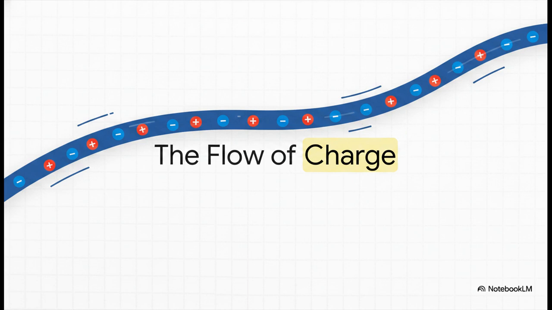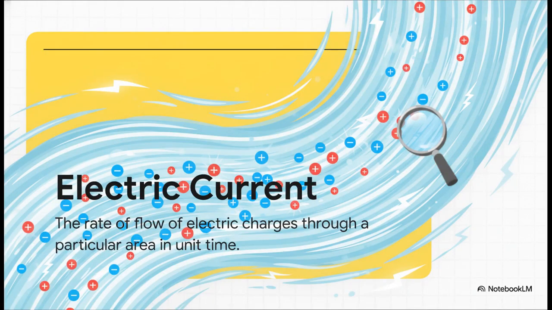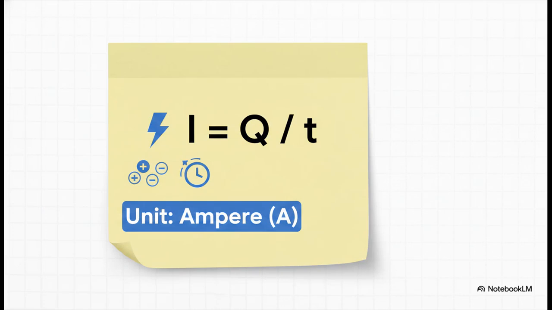Okay, first up, what even is electricity? It's all about the flow of these things called charges. The easiest way to think about it? It's just like water in a river, but with flowing charges. And here's the formula you absolutely need to know. Current is just charge flowing over a certain time.